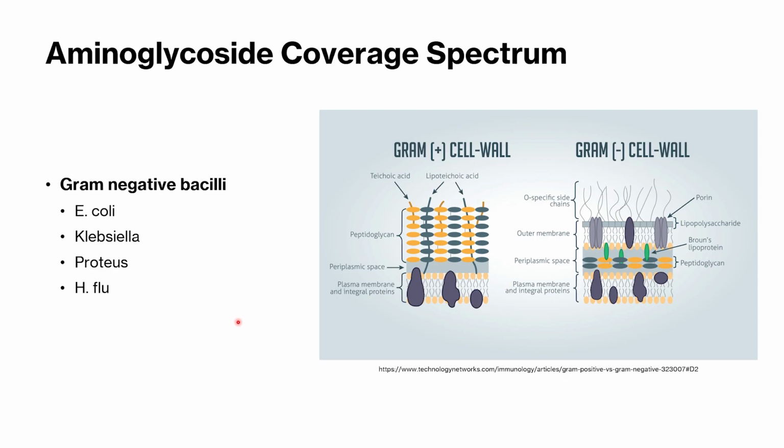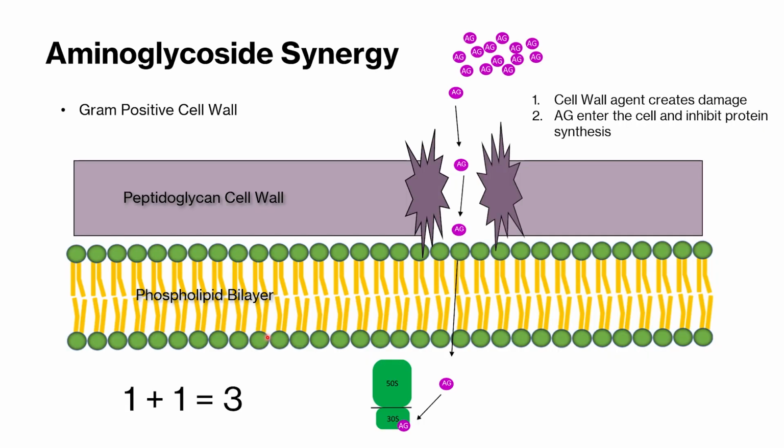And they just don't cover gram-positives. Or do they? Actually, they do. They can. But you have to have an agent to punch a hole in the wall for them to cover gram-positives. So we have this massive peptidoglycan cell wall that aminoglycosides just can't penetrate unless they get help. If they get help from a beta-lactam, or from vancomycin, something that can punch a hole in this peptidoglycan layer, then aminoglycosides can get through the lipid bilayer and attach to the 30S subunit.